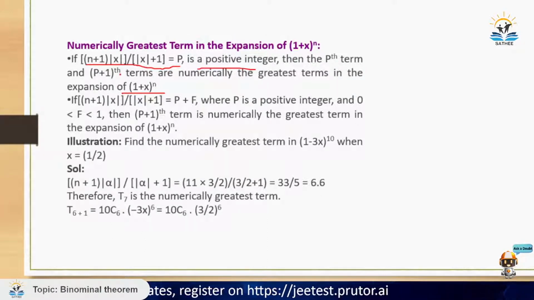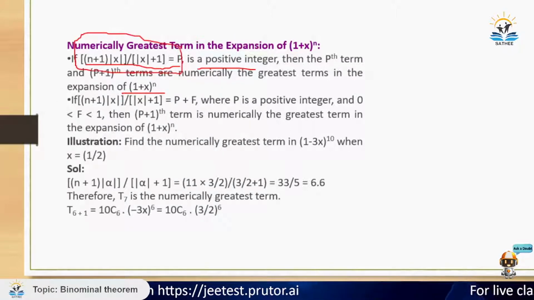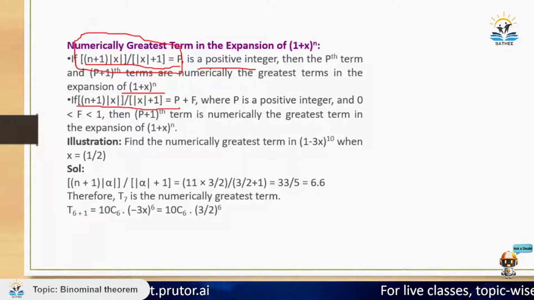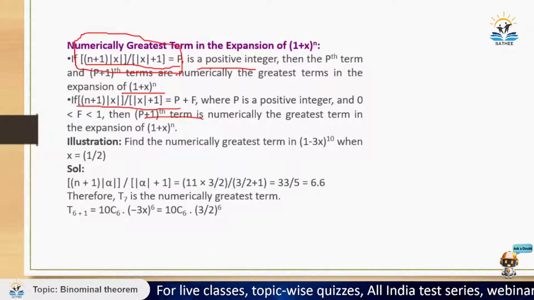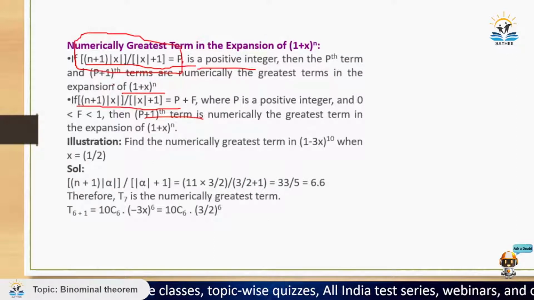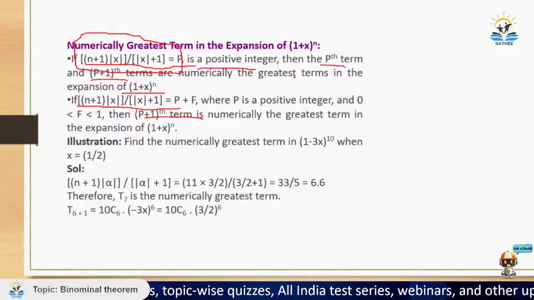Let me make you understand with the help of an example. Please remember this thing for numerically greatest term. This expression is very important. You will calculate this expression, and here p is a positive integer and f is a fraction between 0 and 1. If you get this thing as equal to p plus f, then the p plus 1 term will be the numerically greatest term, and if you get it equal to p only, then the p term and p plus 1 term are the numerically greatest terms.